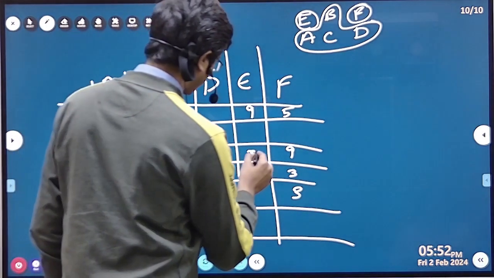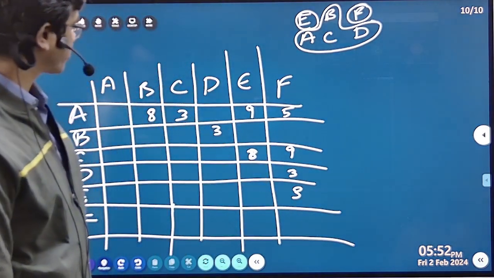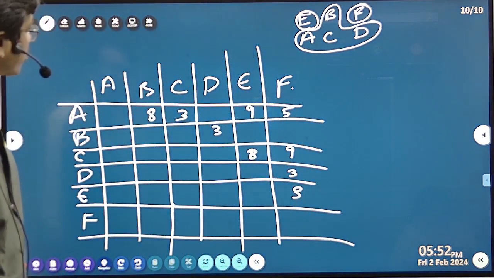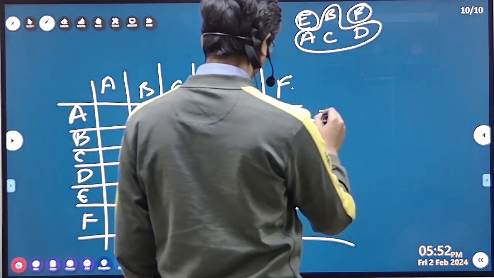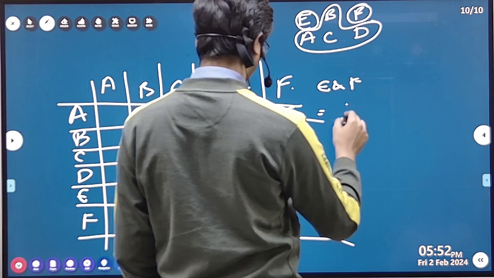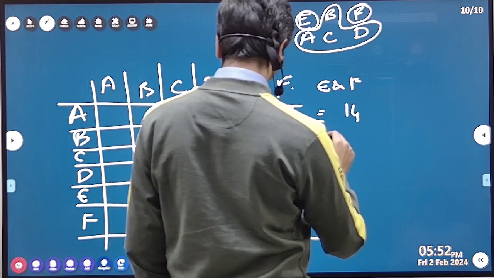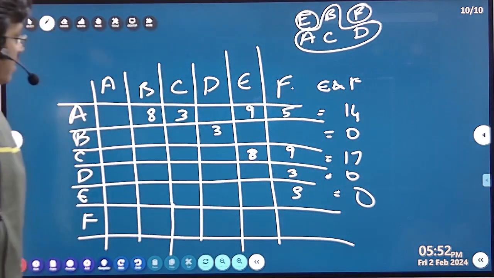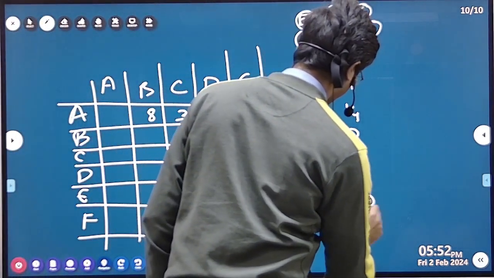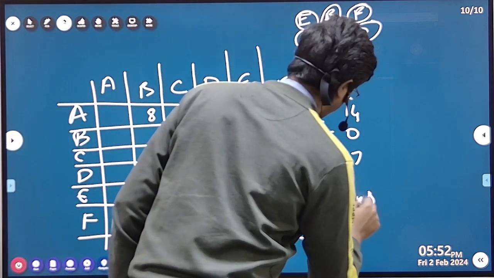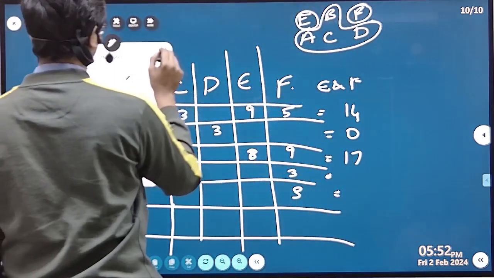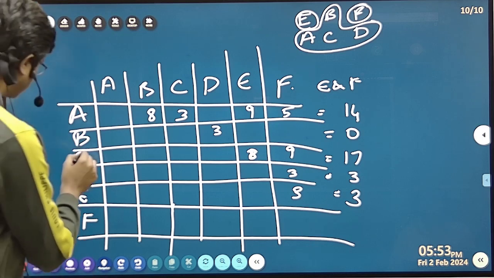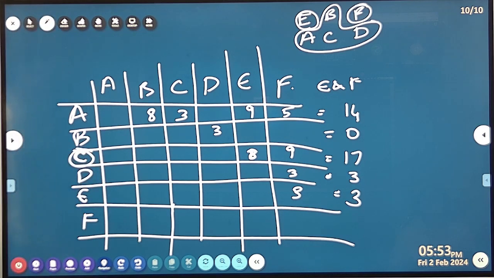So E and F departments are going to be fixed, right? So let us see who is having the most number of frequency with both of these departments. So if you see here, E and F combination frequency, A has 14, C has, this has 0, this has 17, 0 and 0. Oh sorry, E and F, this is 3 and 3, 3 and 3. So C has the maximum interactions with both E and F together, right?